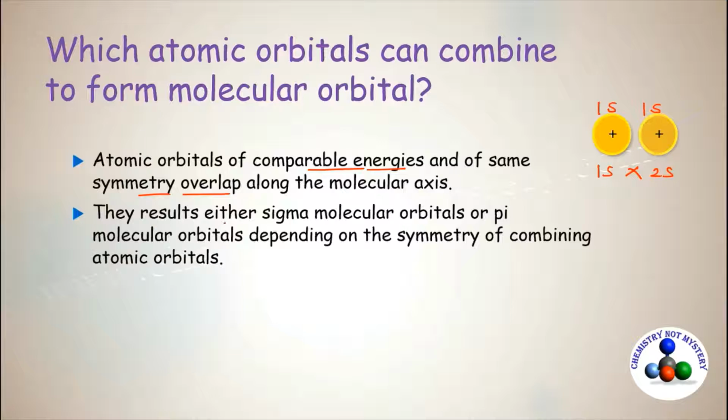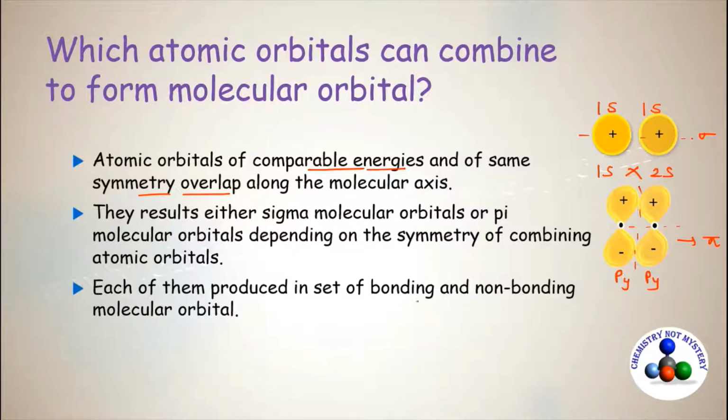Now come to the next rule. They result in either sigma molecular orbital or pi molecular orbital depending on the symmetry of combining atomic orbitals. That means when an s orbital overlaps with an s orbital, they overlap along the intermolecular axis. That's why they result in the formation of sigma molecular orbital. For example, if py overlaps with py, they overlap perpendicular to the intermolecular axis. That's why they result in the formation of pi molecular orbital.